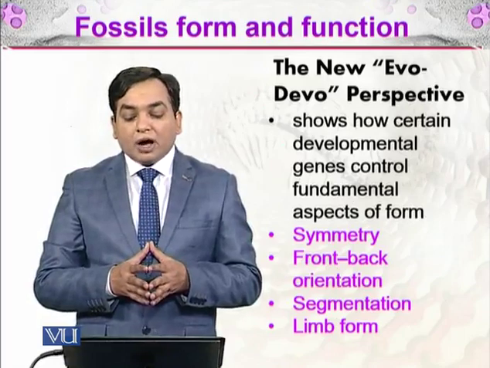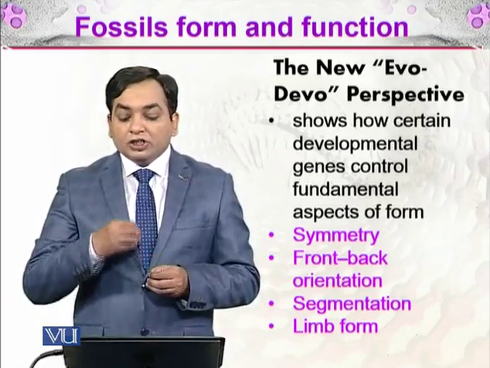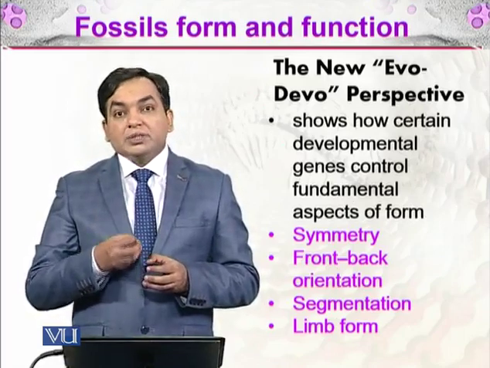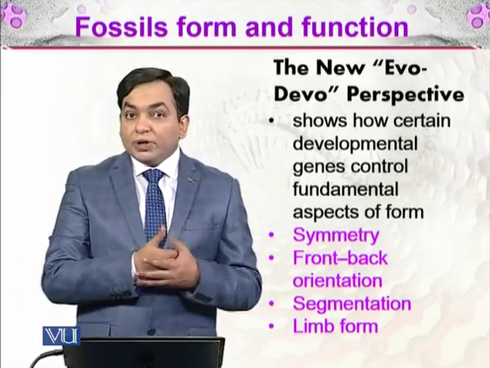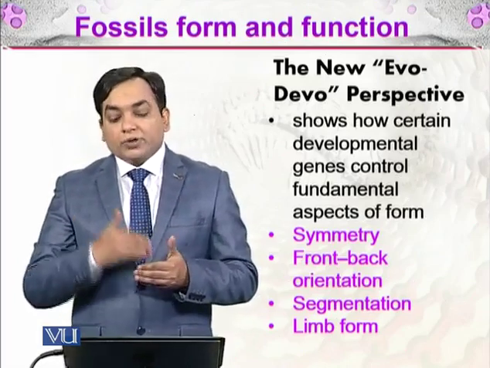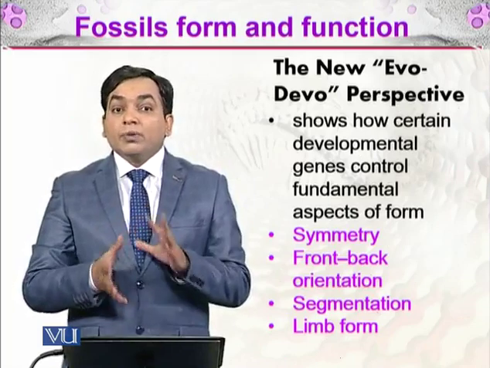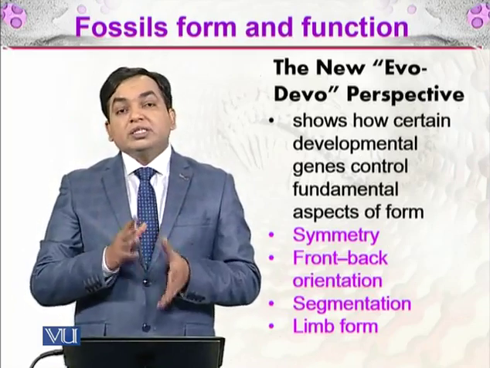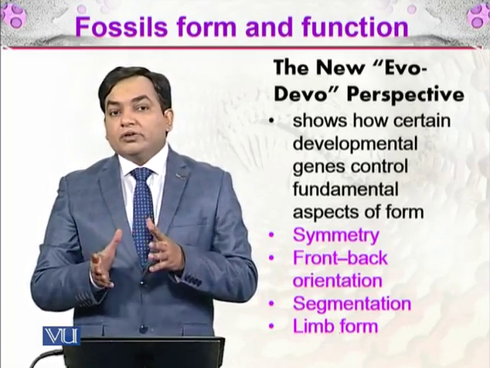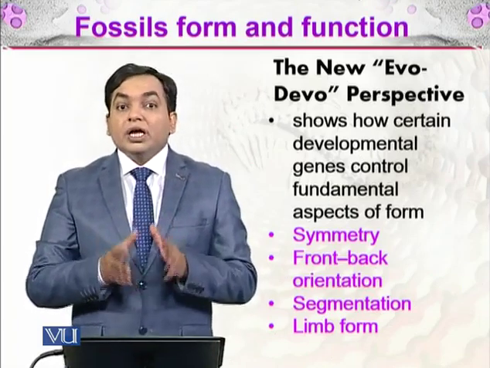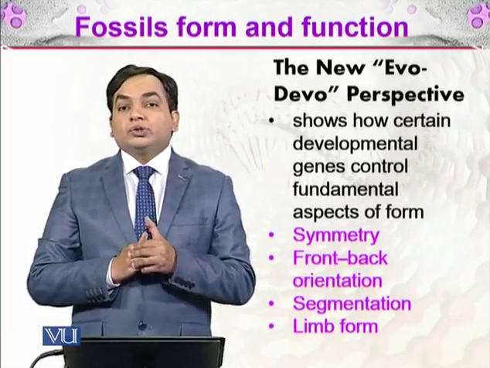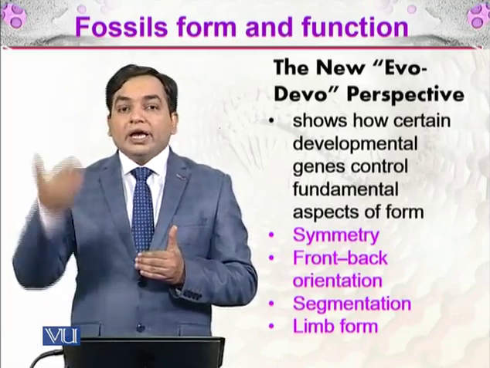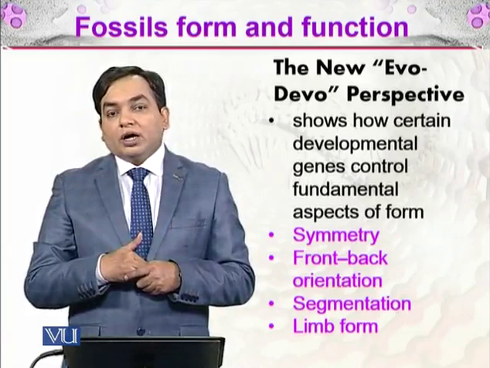It shows how certain developmental genes control fundamental aspects that are formed. For example, the symmetry, the front-back orientation, segmentation, and limb form. All of these things which are characteristic of an embryo come from the evolutionary developmental biology perspective. These tell us how an organism actually evolved in its history of evolution.